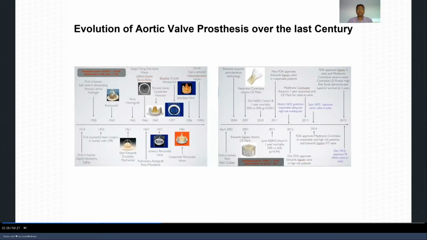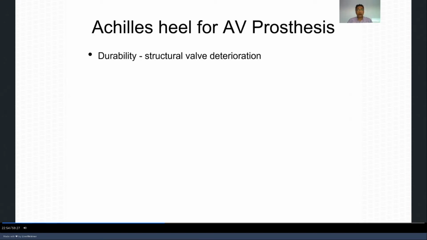Over the last century, there's been huge development in the treatment of aortic valve disease, from the lobotomy by Tuffier in 1914 to the first implant of a polyurethane valve by Nina Braunwald in the 1960s. And then with the subsequent development of stentless and stented bioprosthesis, and till not that long ago, when Alan Cribier did a transcatheter valve for compassionate reasons. However, despite all these advances, there still remain 3 Achilles heels for aortic valve prosthesis.